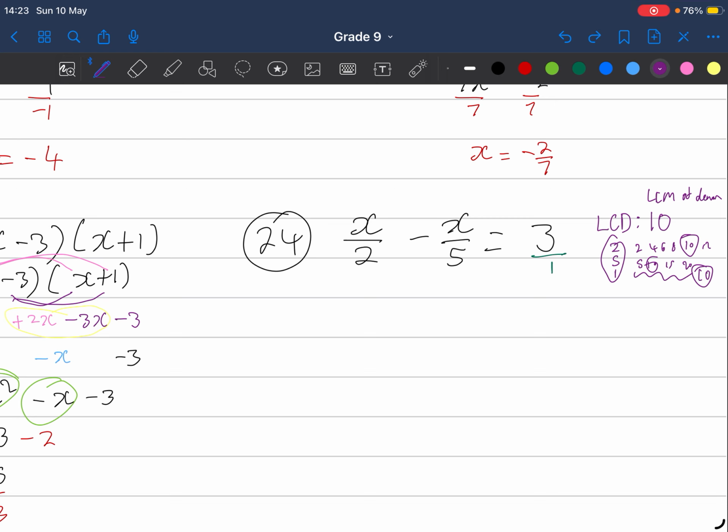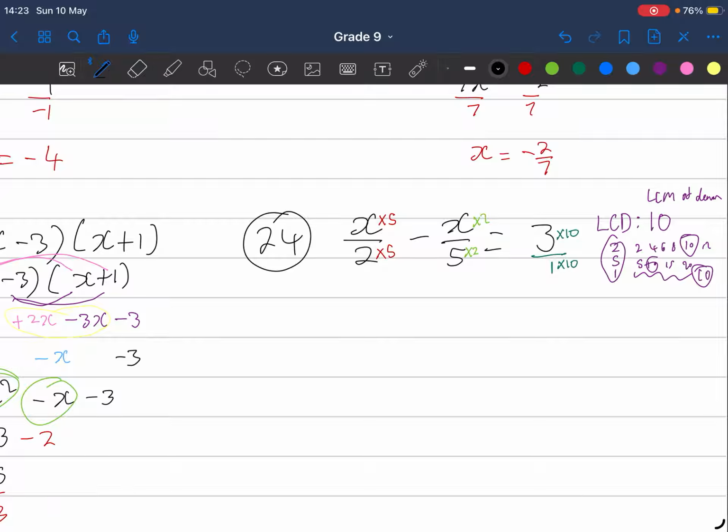Now that's important. We're going to take our LCD and use it to make all our denominators 10. Starting from the first one. Our first denominator is 2. So we're going to multiply this by something to get 10. And 2 times 5 gives you 10. So we're multiplying the numerator and the denominator. Alright. Then the next one is 5. 5 times 2. So you're going to multiply the top and the bottom. And the last one is the 1. So 1 times 10 and times 10 on the top.